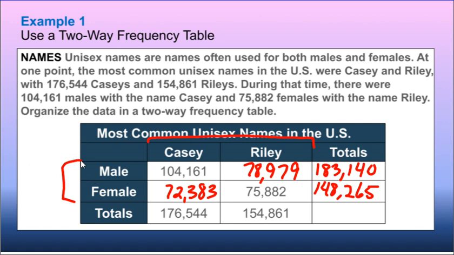And then here in the bottom corner, I can either add the totals on top or the totals on the side. I'm going to add the totals on the top. So we have 183,140 plus 148,265. And that should give us a total of 331,405. So here we just completed our two-way frequency table.